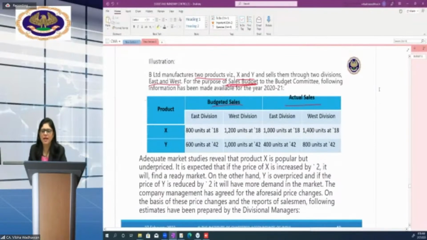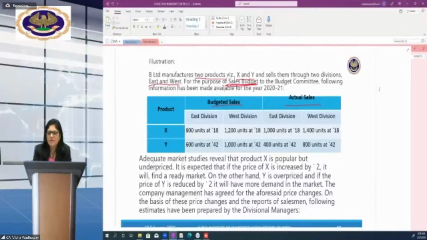Following information has been made available. So sales budget is made division wise. East division, West division, the budgeted and the actual, and product. So product wise and division wise. So there are two products and their division wise sales is given, budgeted and actual, for the last year.